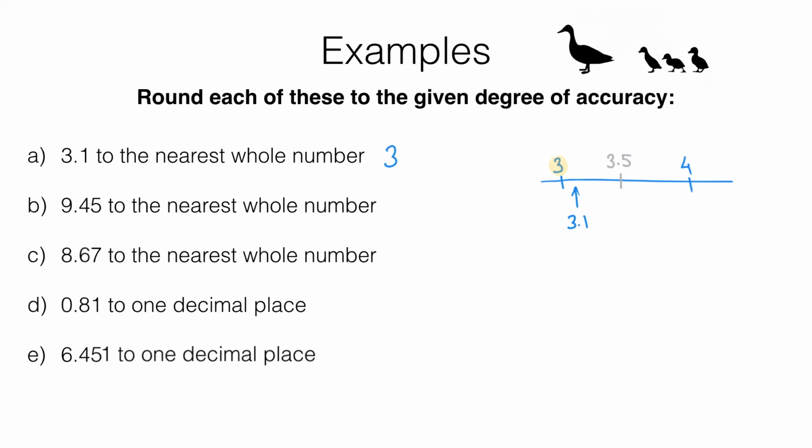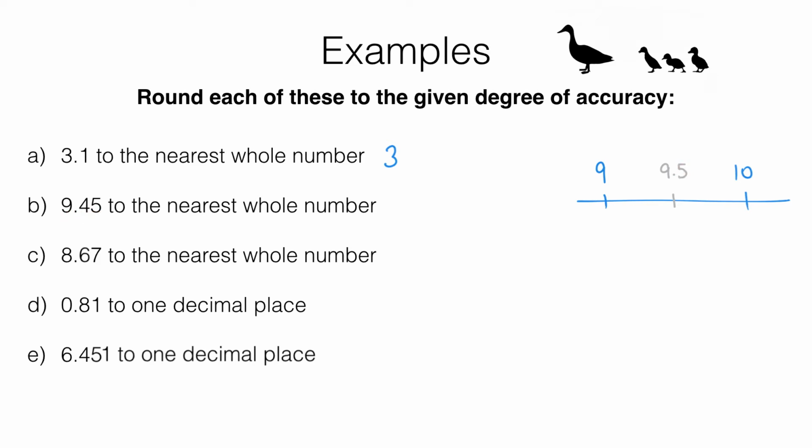Let's have a look at question B. This time we need to round 9.45 to the nearest whole number. 9.45 lies between 9 and 10, so I'm just going to mark them on a number line as follows. There's 9, there's 10. The halfway point is 9.5. Now that is 9 wholes and 5/10. 5/10 is the same as a half.